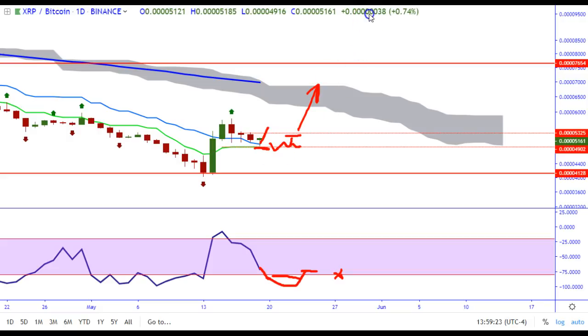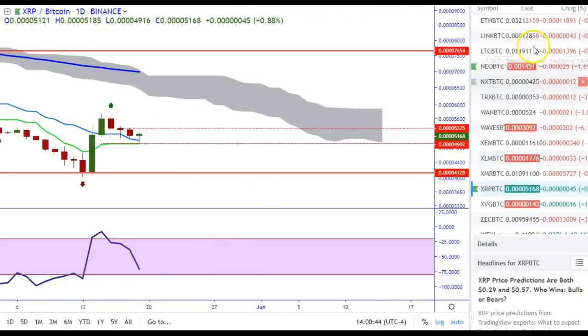All right, so I'm going to show you. We talked about some pairs yesterday, and a lot of those look pretty good right now, so we're going to look at those. Let me take you back to those. All right, so what I looked at yesterday, I have them all in green.